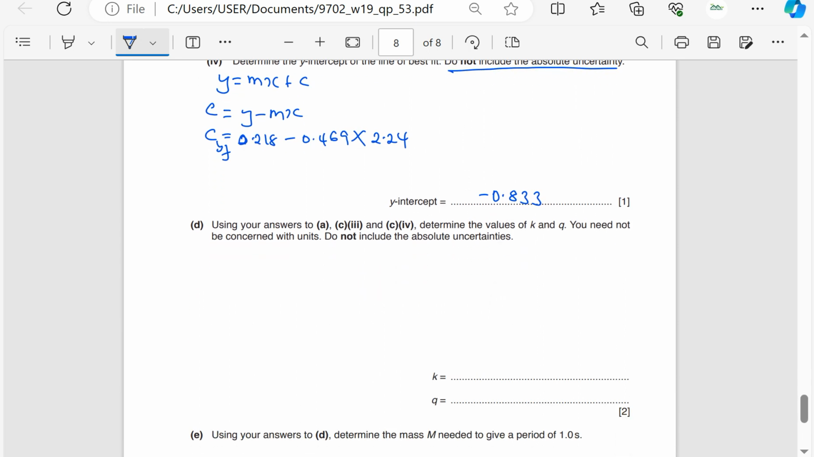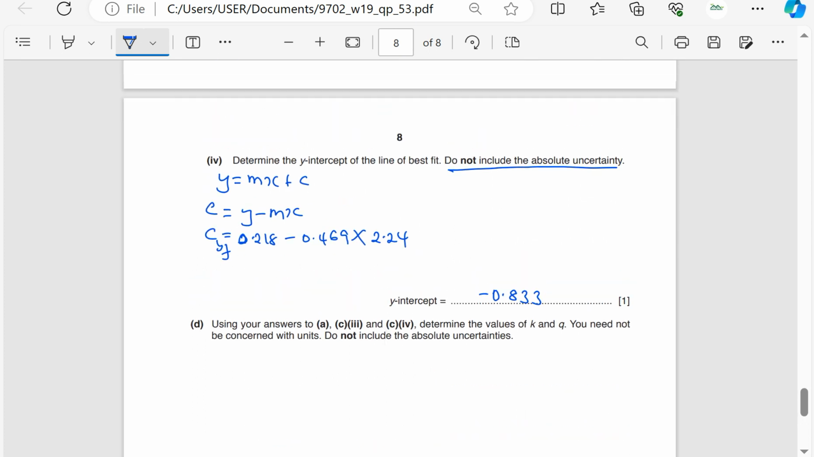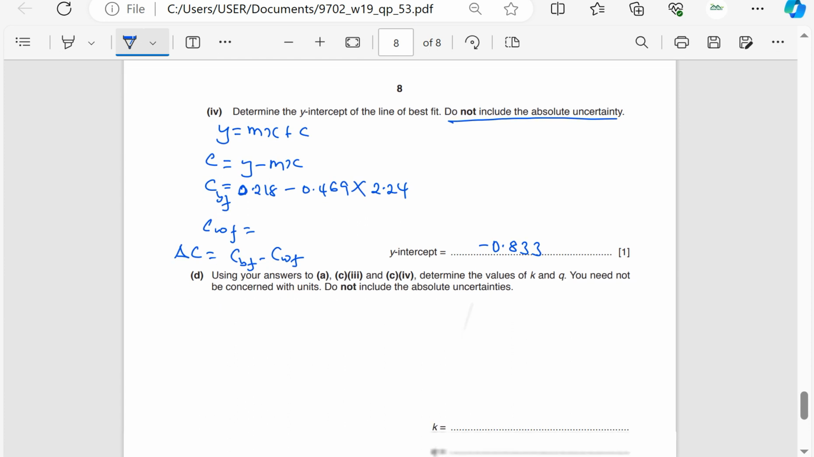But if they had wanted us to include the absolute uncertainty, then we would get C for the worst fit using the worst fit values, and then the uncertainty in C will be the difference between the two: C for the best fit minus C for the worst fit. So we just find a difference. You get C for the worst fit using the worst fit values and the worst fit gradient. Then you subtract. Remember, the uncertainty is always plus or minus, so there is no problem.